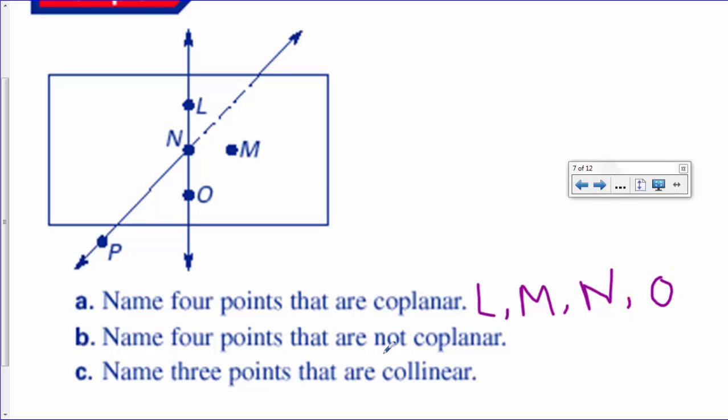4 points not coplanar. The key word here is not. Any point that includes the point P, because point P is not inside of the plane, would be correct. I'll list P first. Then any other 3 points would make them not all in the same plane.